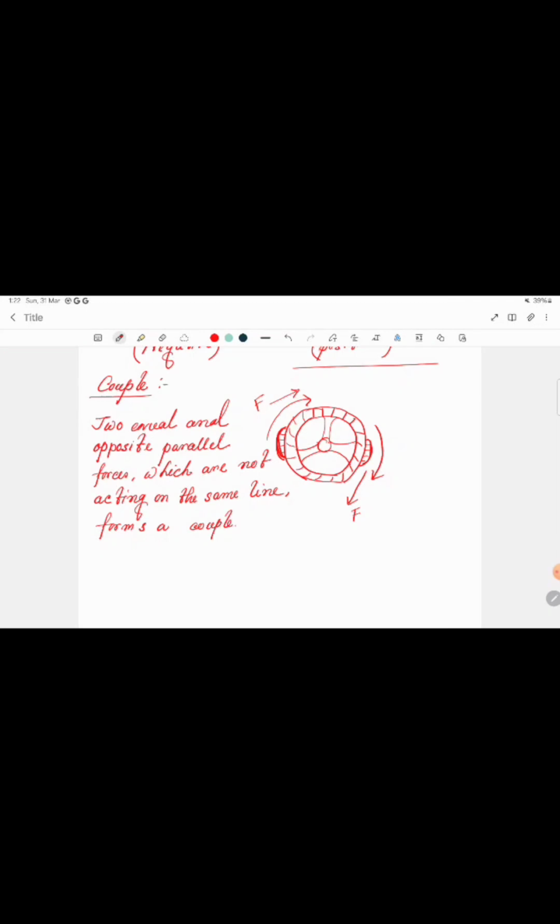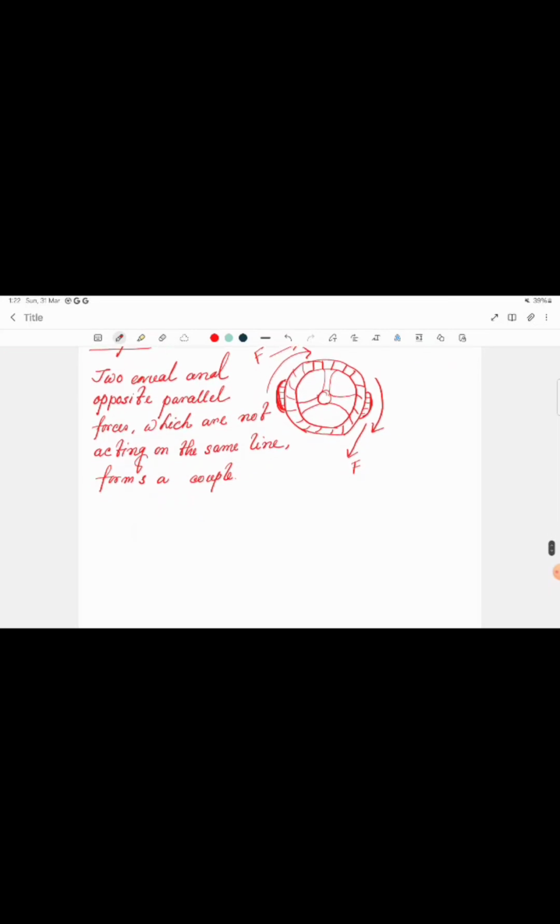This is only one example I have given. A car wrench also, turning a water tap, turning a key in a lock, or opening a bottle: at those times we are also using a couple, meaning two parallel forces acting in opposite directions. Now we have to calculate the moment of couple.